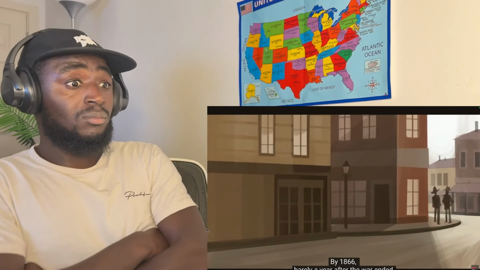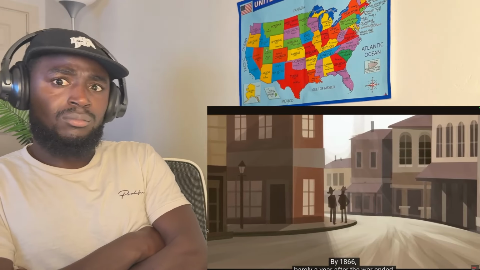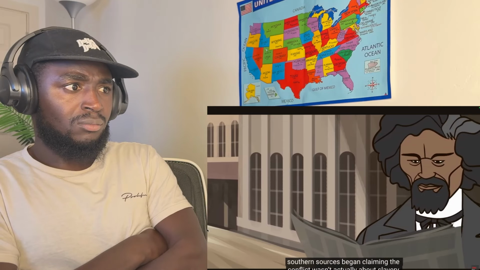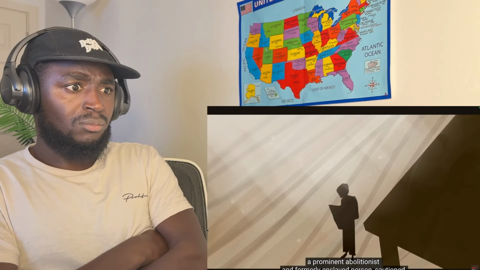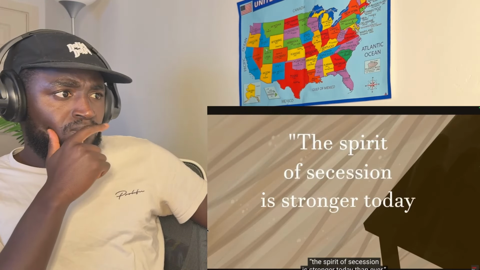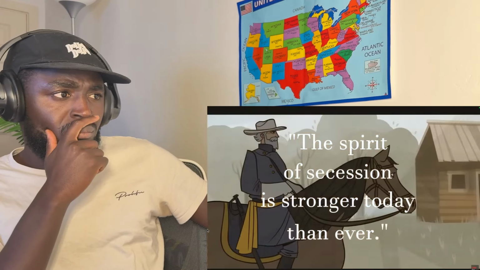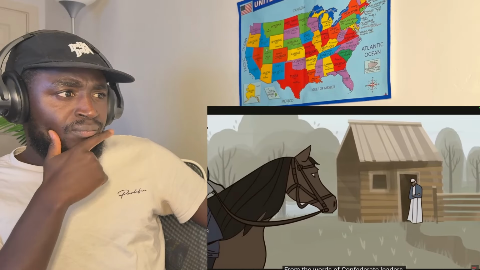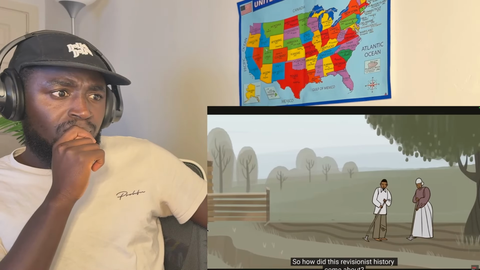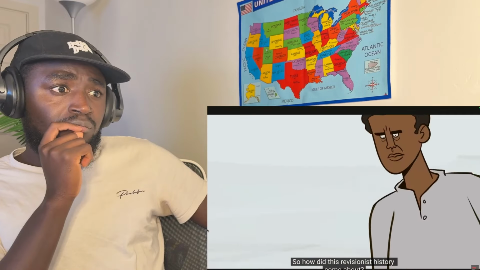By 1866, barely a year after the war ended, Southern sources began claiming the conflict wasn't actually about slavery. Meanwhile, Frederick Douglass, a prominent abolitionist and formerly enslaved person, cautioned, "The spirit of secession is stronger today than ever." From the words of Confederate leaders, the reason for the war could not have been clearer. It was slavery. So how did this revisionist history come about?